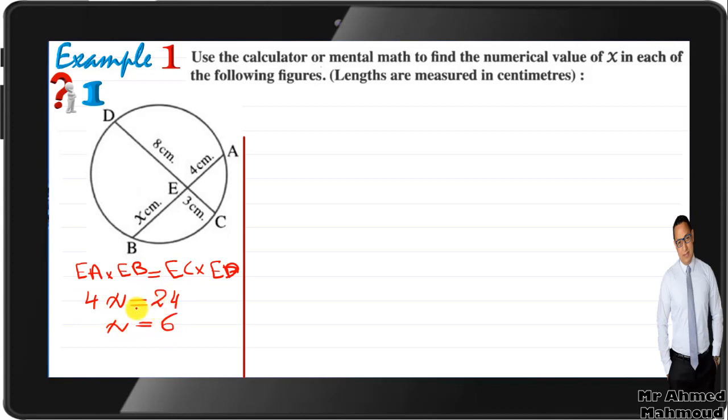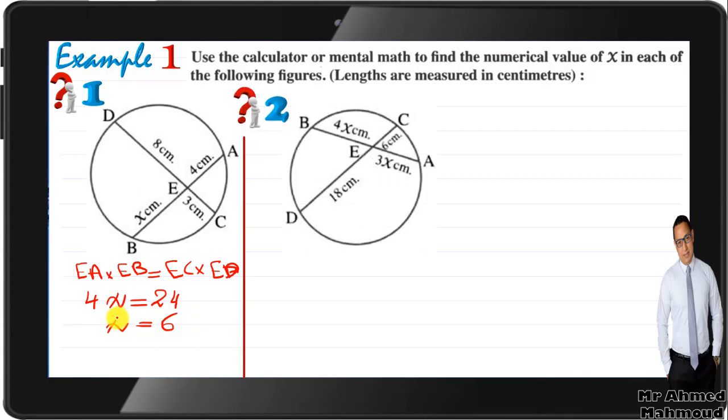Okay, the next one. Here we have EC times ED equals EA times EB. Again, EC times ED equals EA times EB. So 3x times 4x equals 6 times 18.